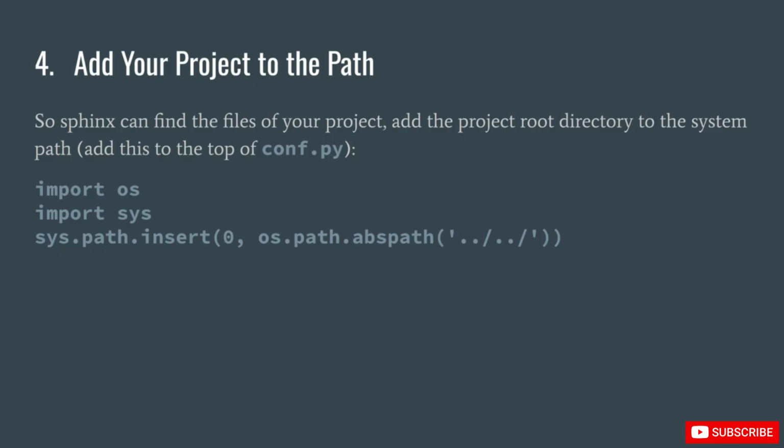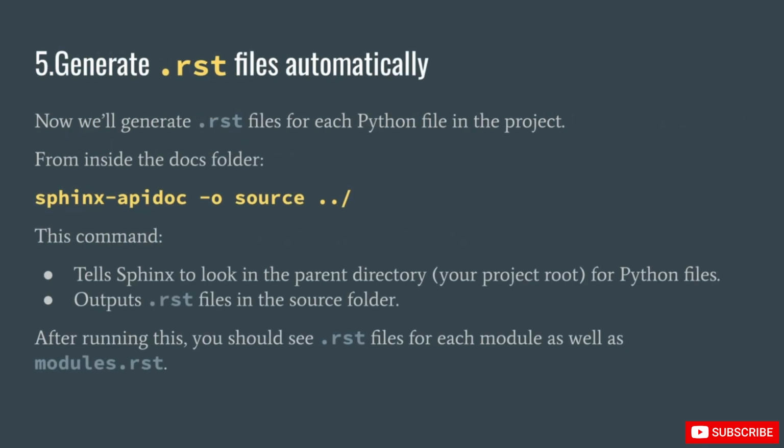To ensure Sphinx can locate your project files, add the root directory of your project to the system path. Put this code at the very top of your config file. Next, let's generate RST files automatically for each Python file in your project.